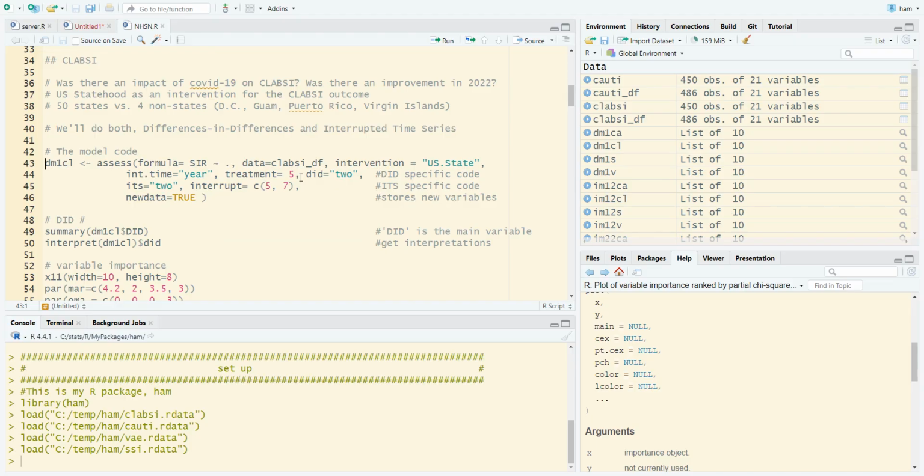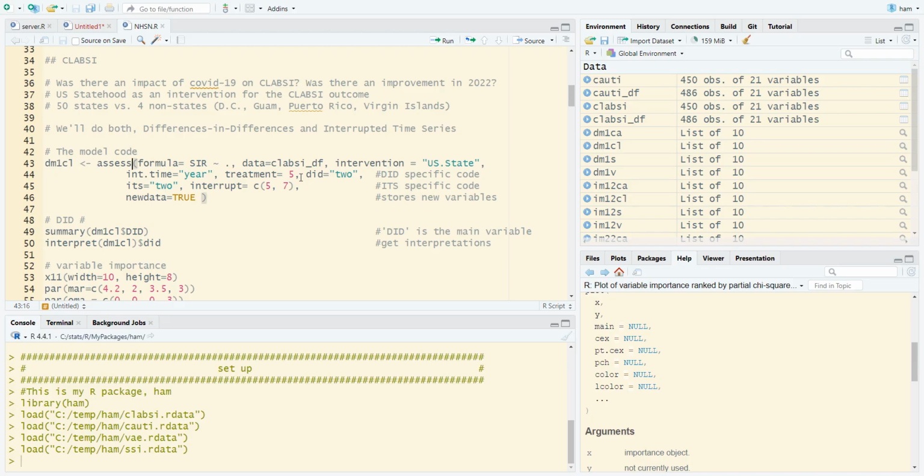And this is using the ham package. And so if you're new to R, what we're going to do is create an object. And that object name is DM1CL. D is for differences in differences. I'm actually going to do both an ITS and a DID model. I'm just going to use D though for the first letter. DM for differences in differences model. It's our first one, and it's for CLABSIs.